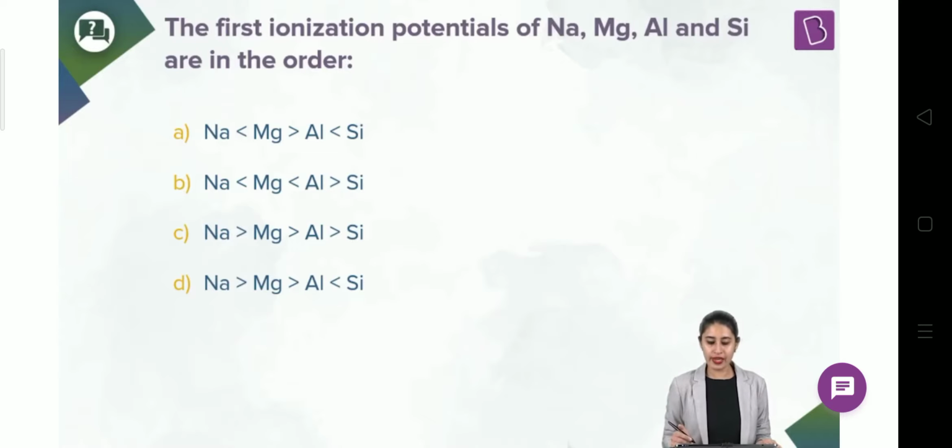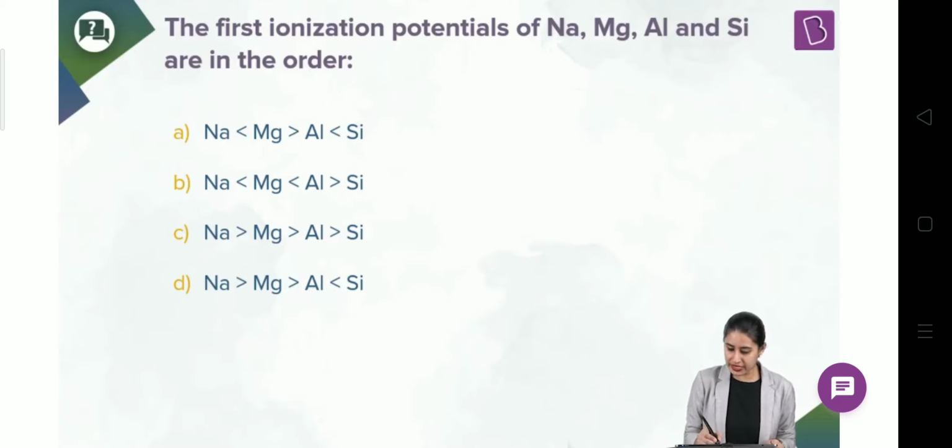The question coming your way is: the first ionization potential of sodium, magnesium, aluminium, and silicon are in the order, right? So can we see that if I just arrange them, they are all third period elements?